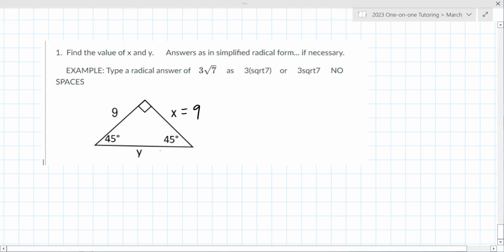The hypotenuse you get from taking the leg and multiplying by the square root of 2. Remember that from the other day? Maybe it was even yesterday. So I guess the issue is just make sure you write it correctly. So 9 square root 2 for the Y, and X is just 9.